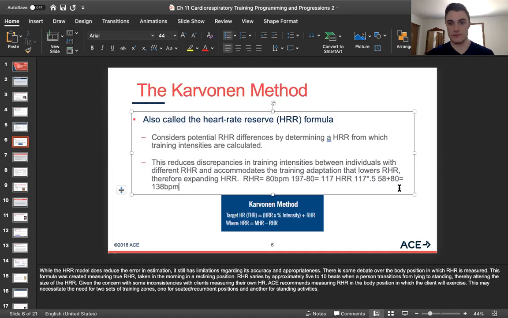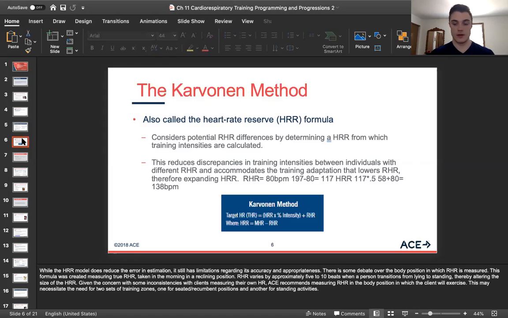Okay. Recap. We have our max heart rate, we have our resting heart rate. In order to figure out our heart rate reserve, we need to subtract the resting heart rate from our max heart rate. And then from there, you'll multiply the training percentage that you want to work at. So say 50, it can be 50, 60, 70, 80, all the way up to 100. You multiply that by the heart rate reserve, and then you'll get your desired target heart rate. All right, moving on.